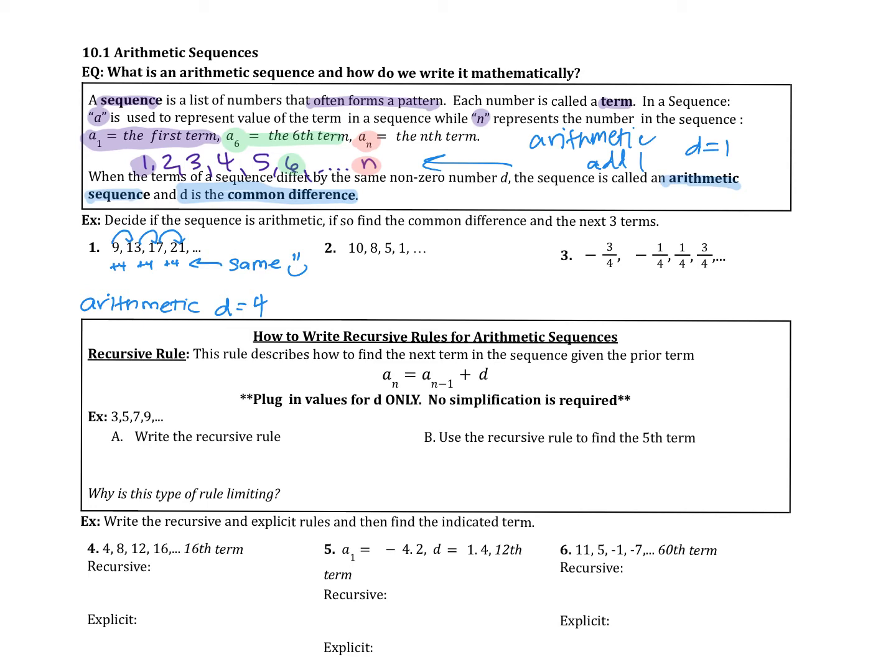And then we're actually asked to find the next 3 terms. So if I added 4, I would get 25. If I add 4 to 25, I would get 29. If I add 4 to 29, I would get 33. And the pattern would continue.